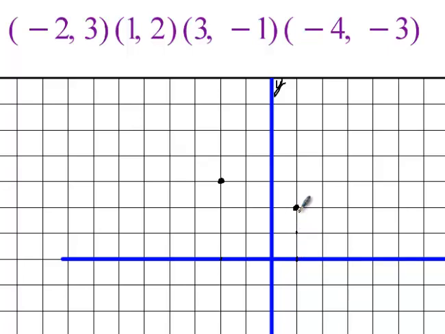And we keep working. So for our next value, 3, -1. Start at the origin, okay, move 3 units to the right, and then move down 1 because my y is a negative.